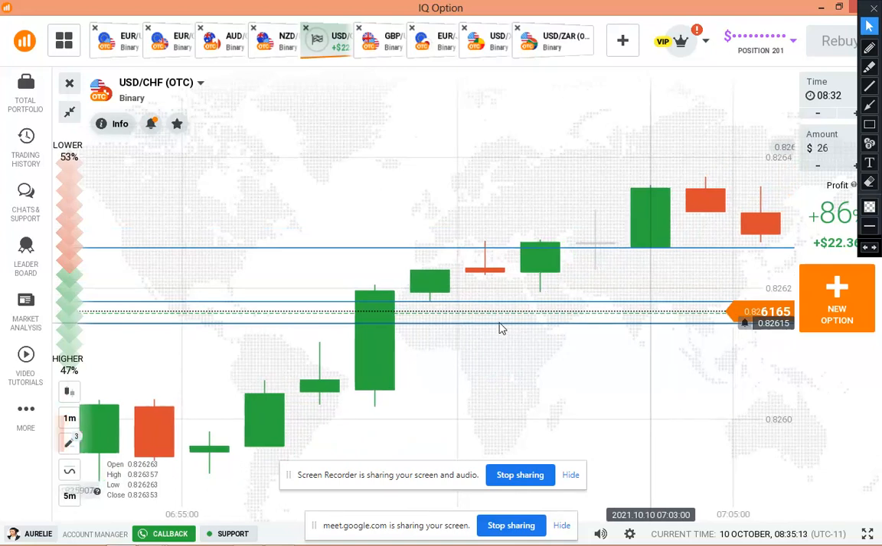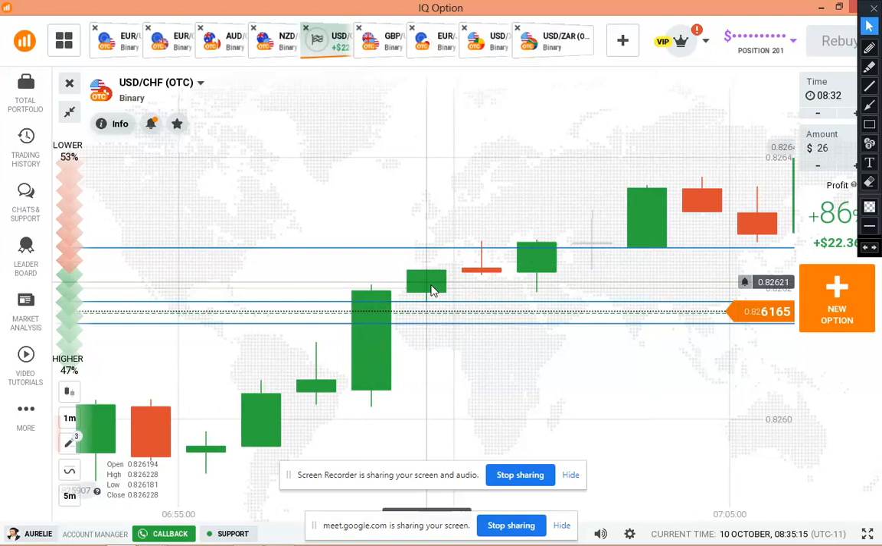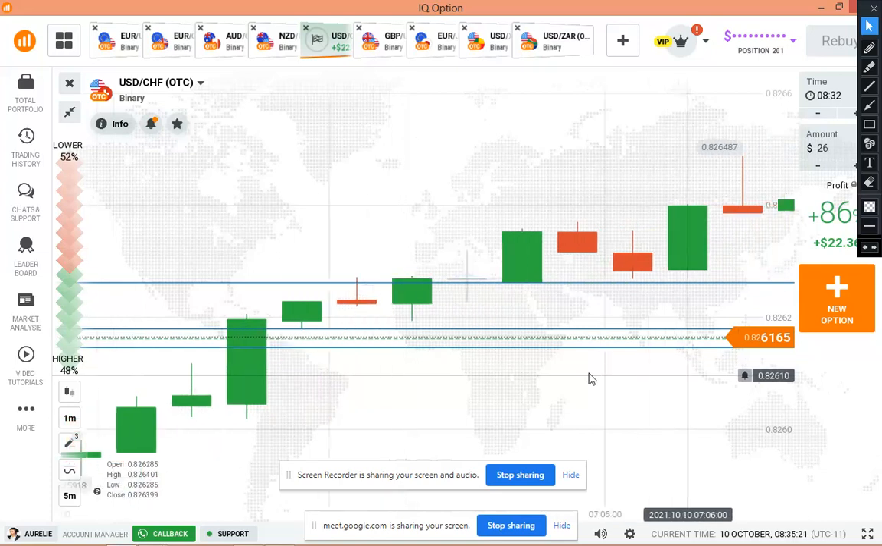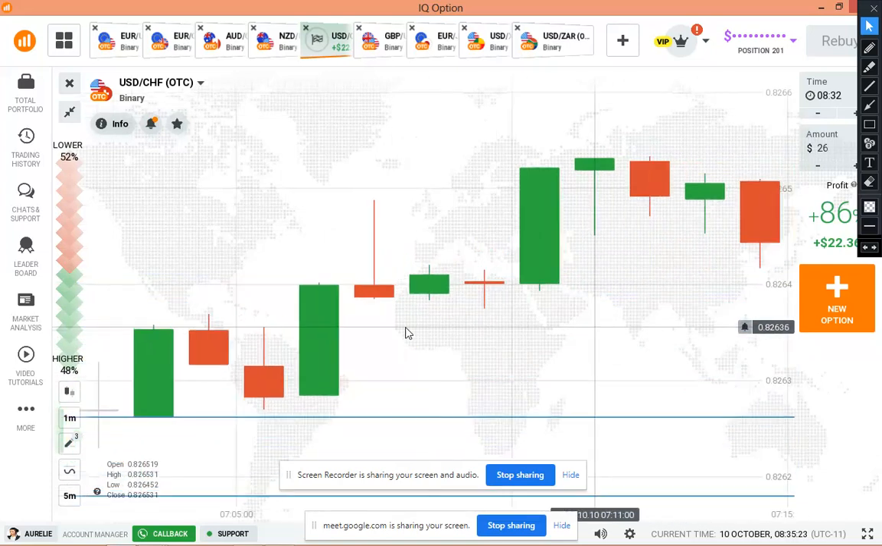So the candle crossed the zone, buyers still entered. Okay, which means we're expecting sellers to come back to the zone. Then we go with buyers again. So let's see. Let's watch.